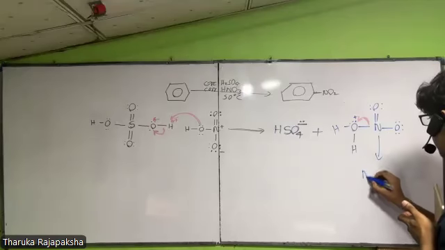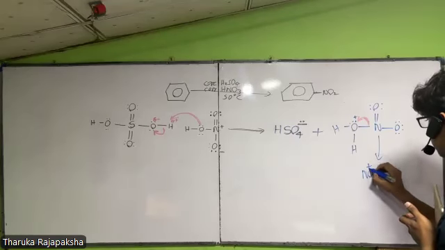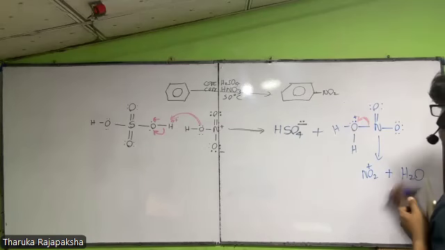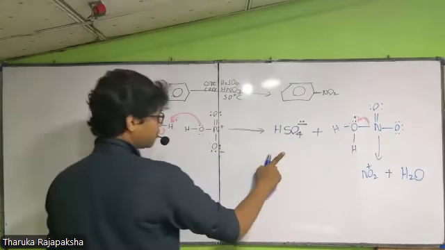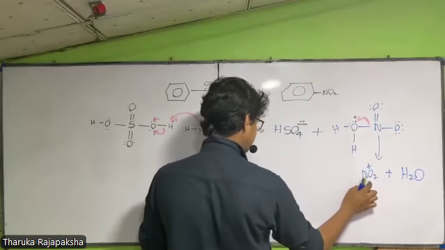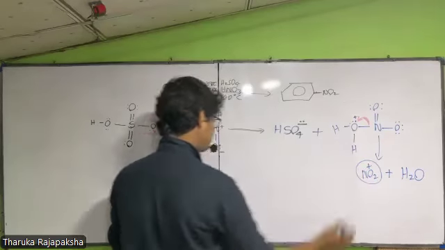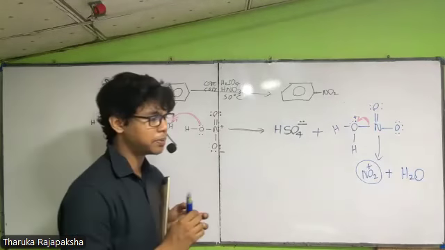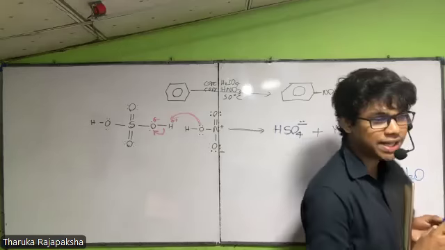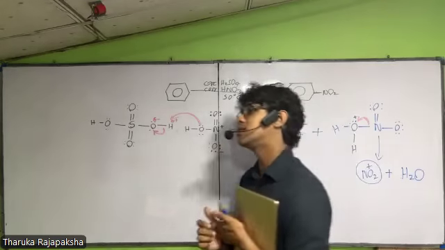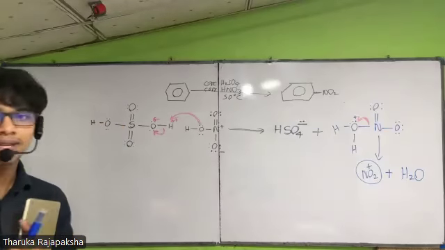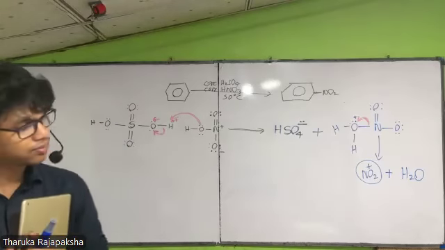Nice. So NO2 plus H2O. We don't need this. We need this. That's the electrophile. An electrophile is a person who is lacking electrons, who needs electrons, who likes electrons, who loves electrons. So benzene will give that.